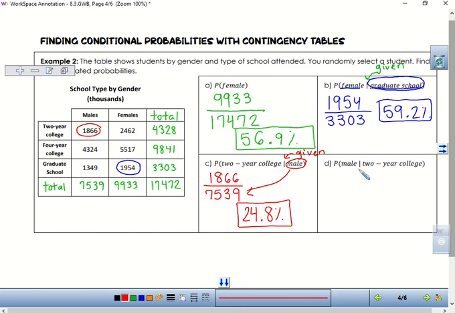And the last one we're going to look at is male students, given we're only looking at the students who went to two-year college. So how many male students went to two-year college? Good, 1,866. And now, what's different about this one? Good. We're using a different denominator. We're using the number of students who went to two-year college. And that amount comes out to be approximately 43.1%.